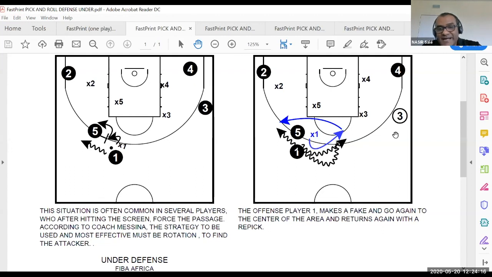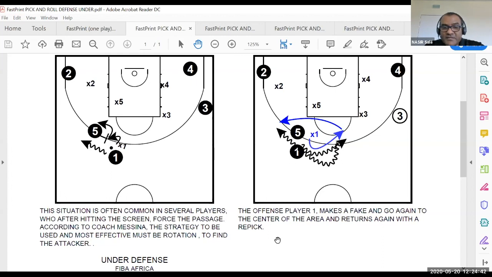And one he comes again to the over, because in the zone he has a space to go for the over. But some situations according for the coach Messina is used for this strategy to be used for the most effective for the mass rotation for the attack.